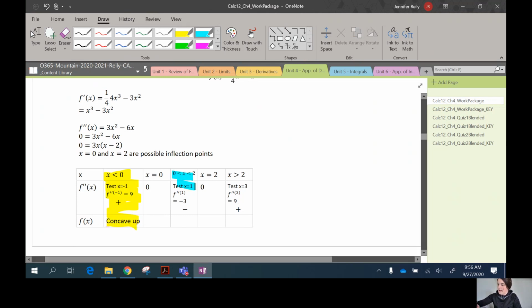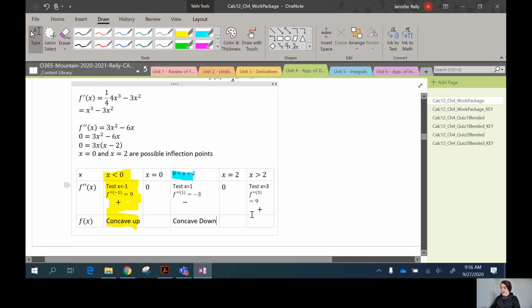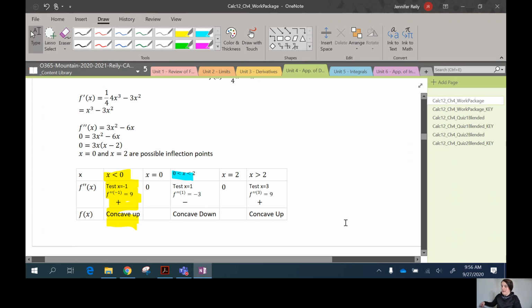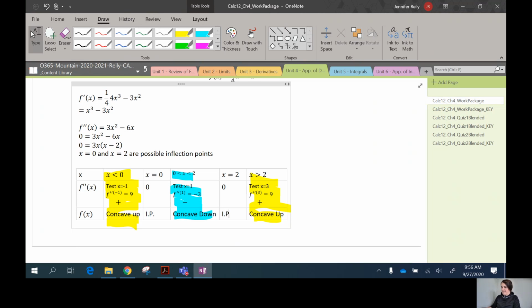In this region here, the second derivative was negative. So that means that for that entire region between 0 and 2, the function would be concave down. And again, here it's positive, so it'd be concave up. Okay, so it switches concavity at both points. It doesn't always switch concavity at the possible inflection points, so you do have to check. But in this example, both of these are inflection points, so I'm just going to label them IP and IP.